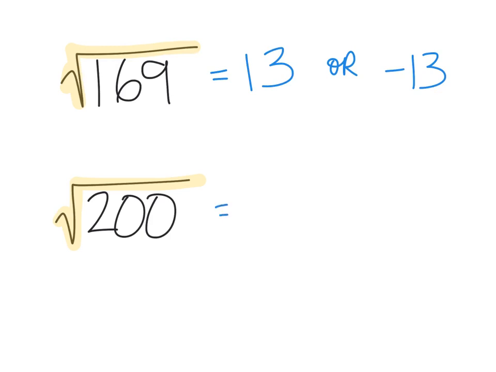You can pause the video and try the square root of 200 in your calculator. You should get the answer 14 point, and let's round it to 1 decimal place, 14.1. And then remember, this can also be negative 14.1. This is approximate, we're just rounding it, because 14.1 times 14.1 is approximately 200.